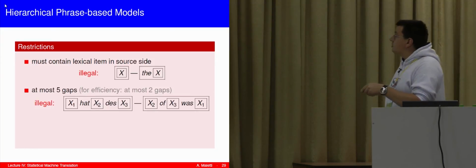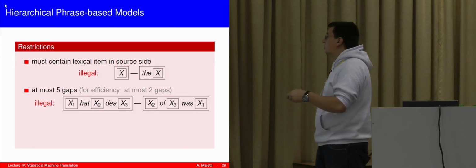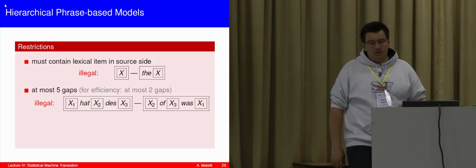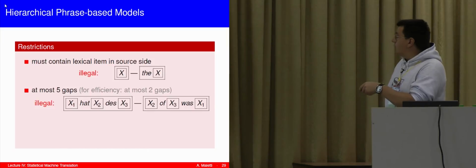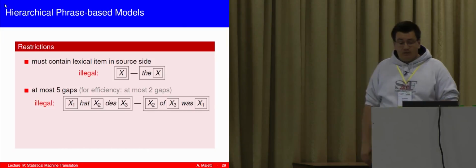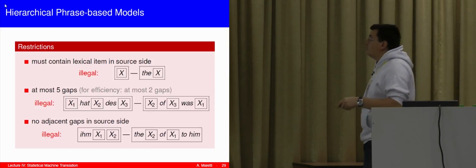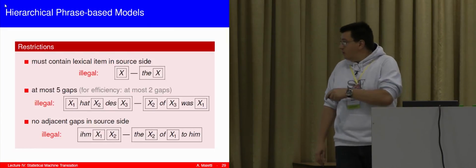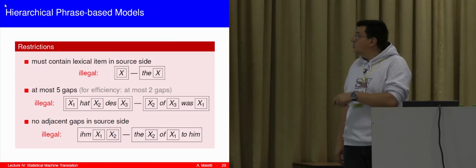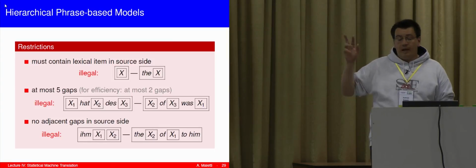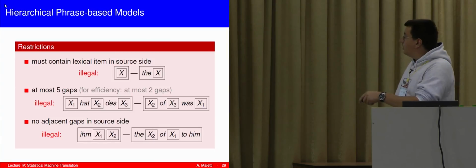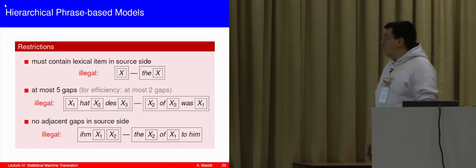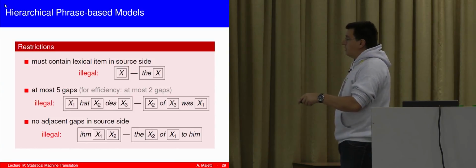Typically, you have a restriction to at most 5 gaps. Since this is difficult to display, in most cases they actually limit themselves to 2 gaps. So a rule like this would also be illegal because it has 3 X's. And again, for parsing efficiency, you're not going to allow 2 adjacent X's, because then you could play with how far this X should actually go in the source. So there should be a lexical item in between those X's.